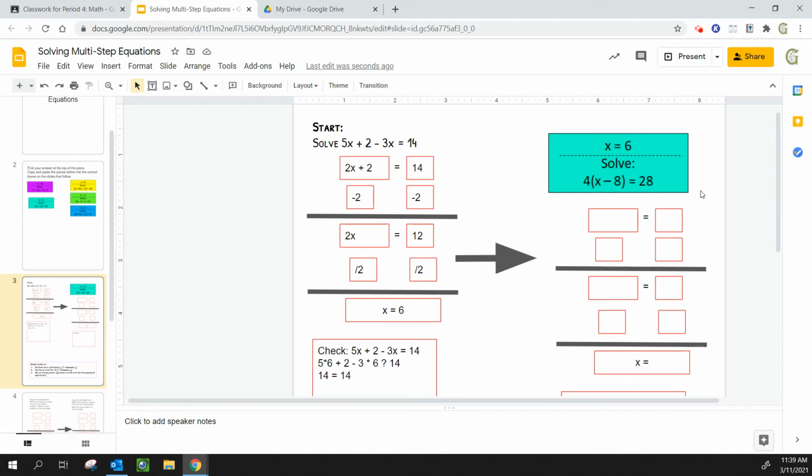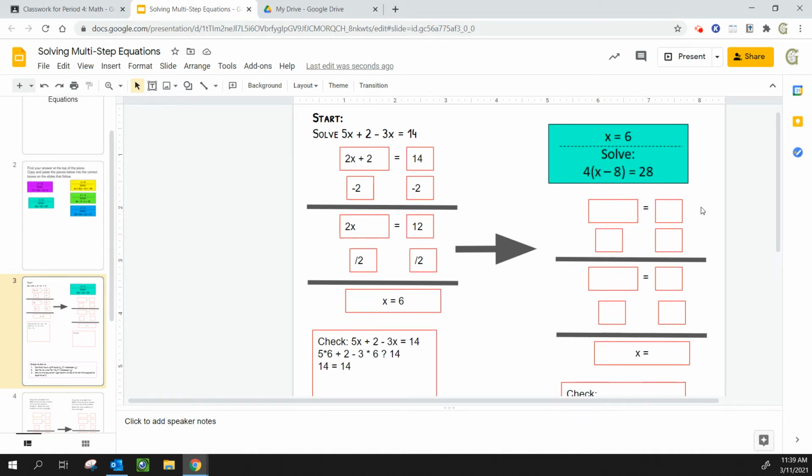Okay, so if you still need to pause, make sure you actually press pause so you can see what to do. Otherwise, I'm going to start the problem on the green rectangle. So my new problem is 4 times x minus 8 equals 28.